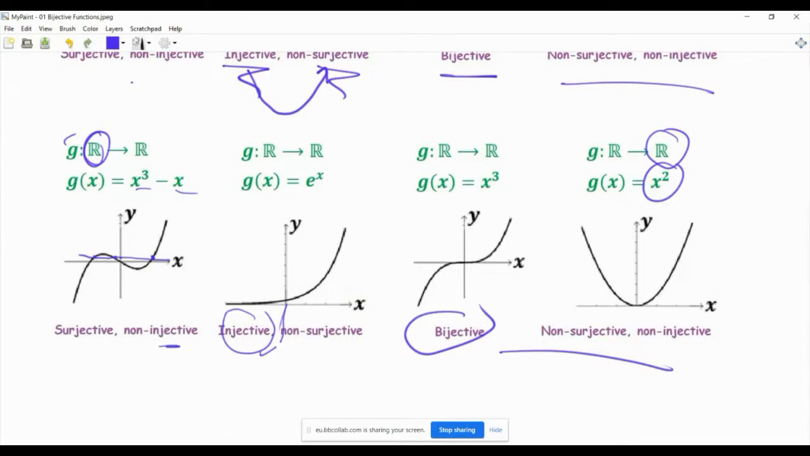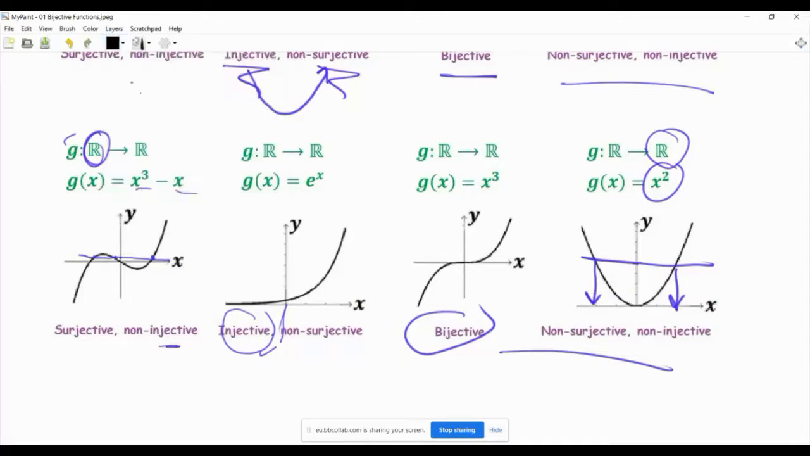And hence this function is not surjective, and it is not injective because, if you take a value of y here, it is associated with two values of x. If you take 4, 2 is mapped to 4, and -2 is also mapped to 4. So this is an example of a function that is non-surjective and non-injective.